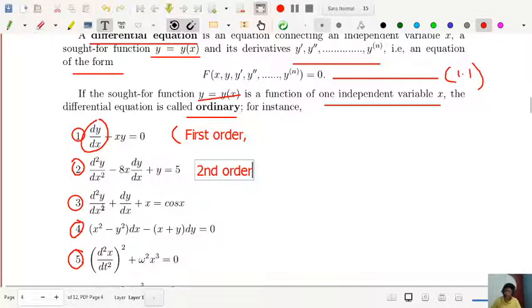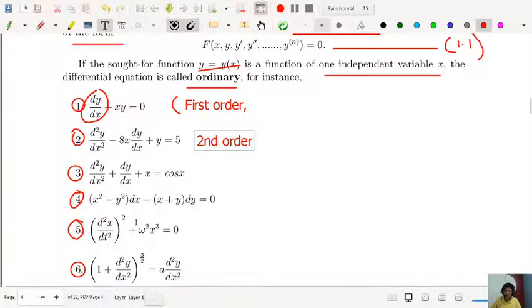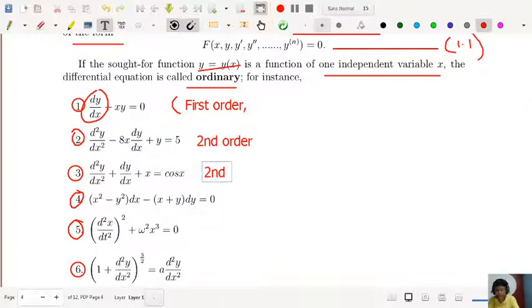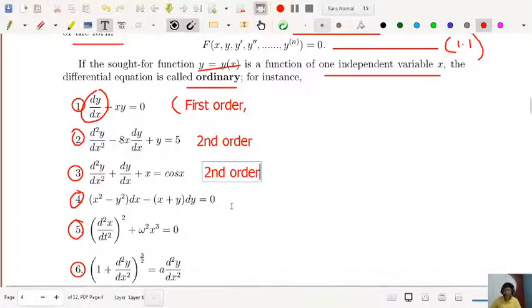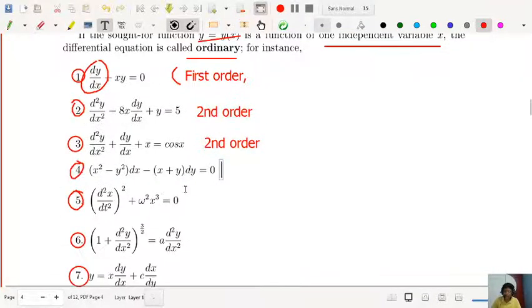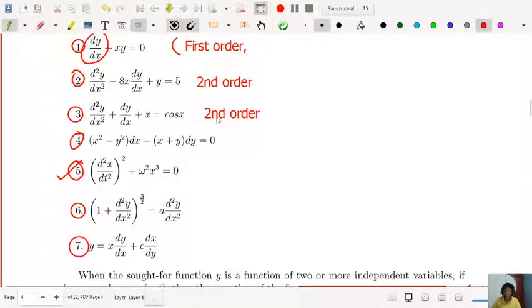What about the third one? This is also second order. What about the fourth equation? This is first order. So let me write second here, second order, and the fourth one is first order. Again you see dy/dx, if you simplify this equation, because it is written in differential form. And what about the fifth one? d2x/dt2. Here t is the independent variable and x is the dependent variable. So the order is second order.